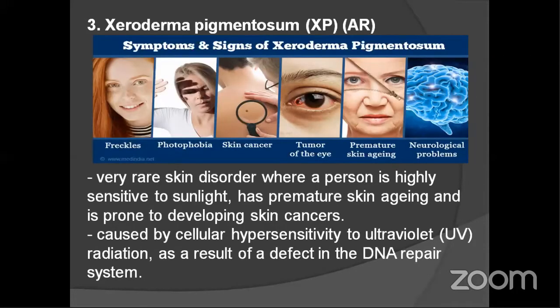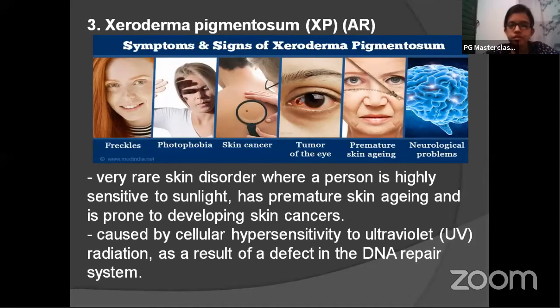Next is xeroderma pigmentosum. It is a very rare skin disorder where a person is highly sensitive to sunlight. He or she has premature skin aging and is prone to develop skin cancers. It is caused by cellular hypersensitivity to the ultraviolet radiation, which results in defects in the DNA repair.